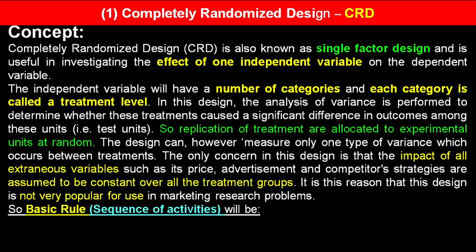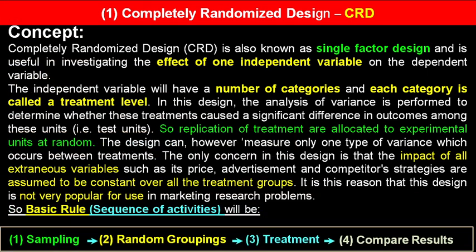So the basic rule or the sequence of activities in this design will be: first is sampling. First of all, the sampling will be done. Then a random grouping. Third step is treatment, and then compare the results. This is the basic rule of completely randomized design. Let us understand it with the help of a conceptual diagram.